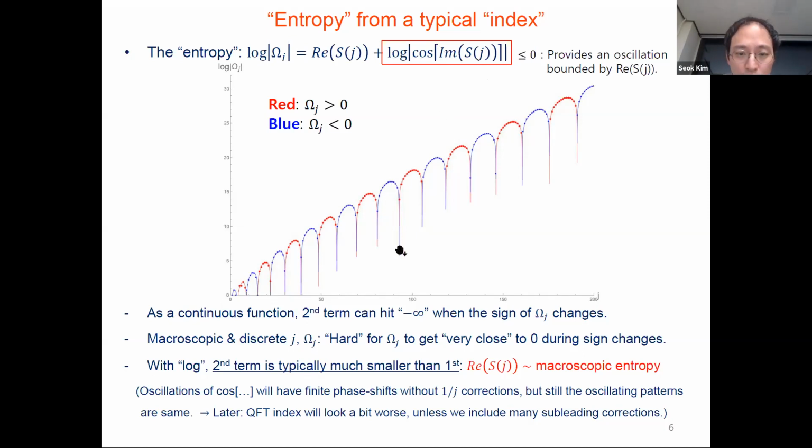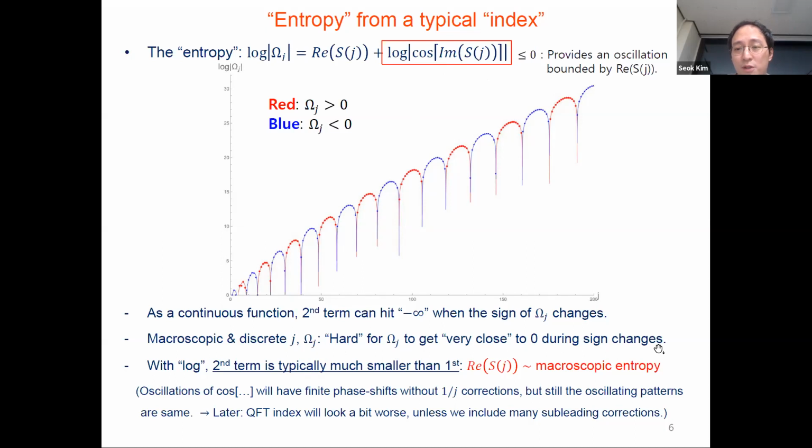So actually, if we draw this plot carefully, all these dips here are, strictly speaking, hitting minus infinity. However, in practice, these curves should be understood at integer values of J, or quantized values of J. So you practically realize that whenever this macroscopic degeneracy is about to change sign, when cosine is about to change sign from positive to negative or vice versa, with these discrete numbers you find that it's very hard for omega J's to get very, very close to 0 during sign changes.